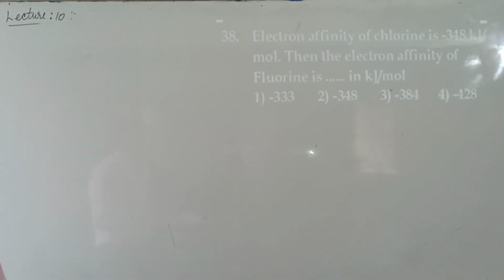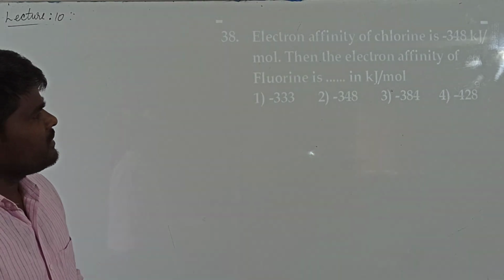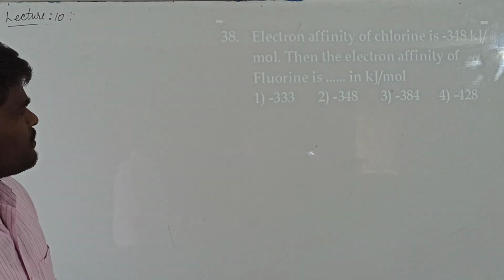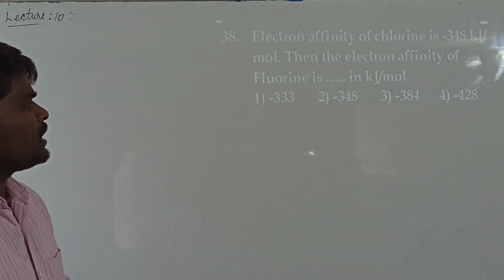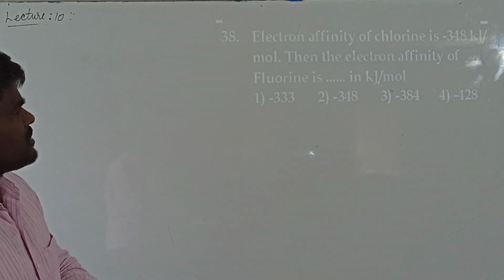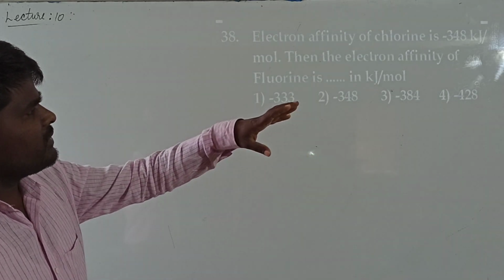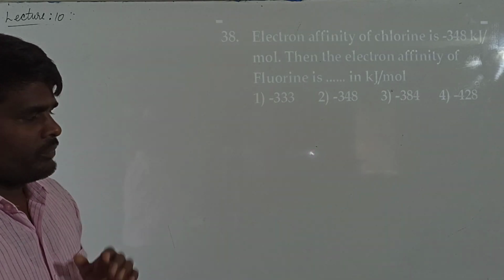This is question number 38 from level 1 of our material. The electron affinity of chlorine is minus 348 kilojoules per mole. Then the electron affinity of fluorine is what, in kilojoules per mole? Try to understand the question. He has given the electron affinity of chlorine and is asking us to identify the electron affinity of fluorine.